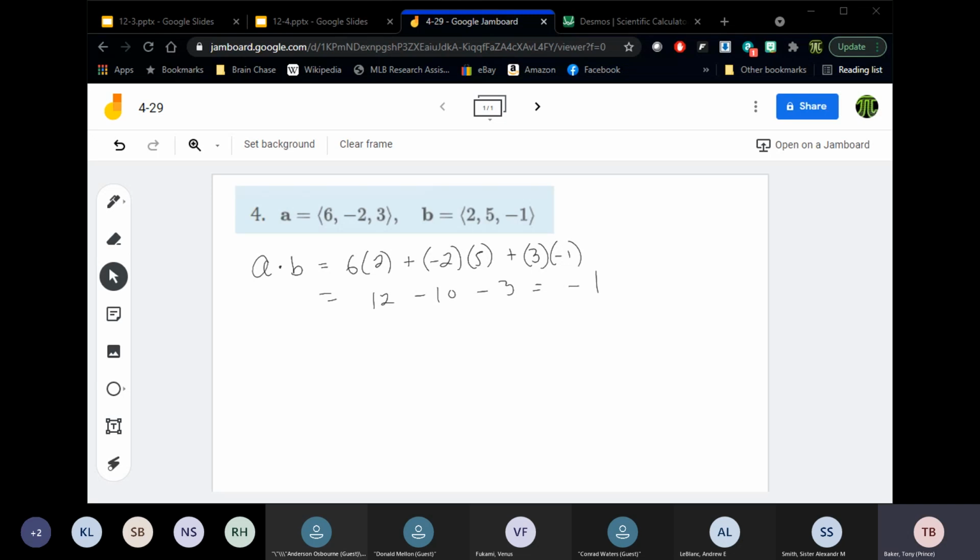So my dot product for this one is -1. Because the dot product's -1, we know they are not perpendicular to each other, because it has to be 0 if they were perpendicular. The next thing I want you to find is the angle between the two vectors. So remember, for that one, you're using cosine of theta equals the dot product divided by the lengths.